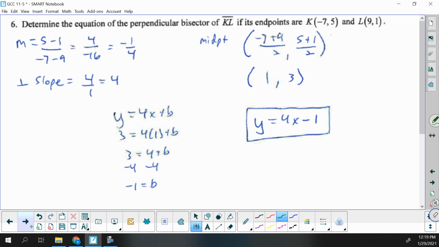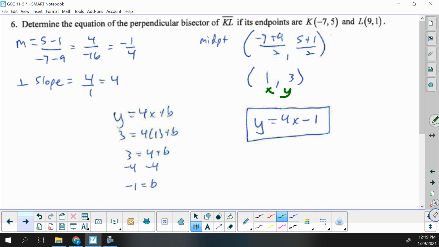Six is just like the warm-up. Do your slope, we get negative 1/4. Flip and negate it to get the perpendicular slope, you get 4 over 1, which is the same as 4. Do your midpoint, we get (1, 3). Then we'll take y equals 4x plus b. We'll put in our x and our y into the equation so we can solve for b, which is negative 1. And then we get y = 4x minus 1 for our equation of the perpendicular bisector.